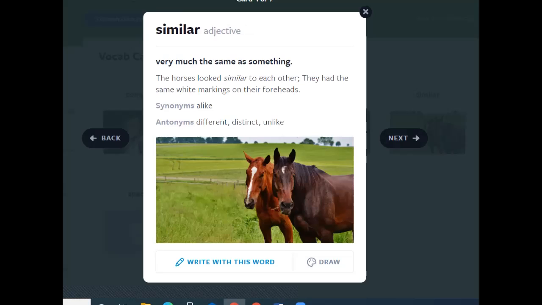Next word. The vocabulary word is similar. It is an adjective, and it means very much the same as something. All right, so pause the video. In the column that says word, you're going to write the word similar. The part of speech is an adjective. It describes a noun, and its definition is very much the same as something.